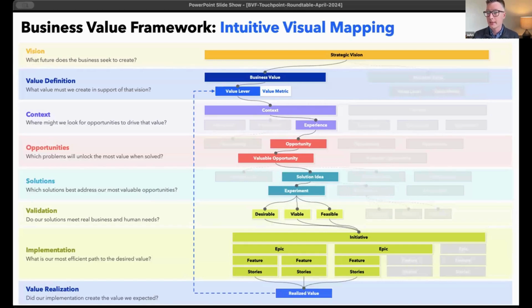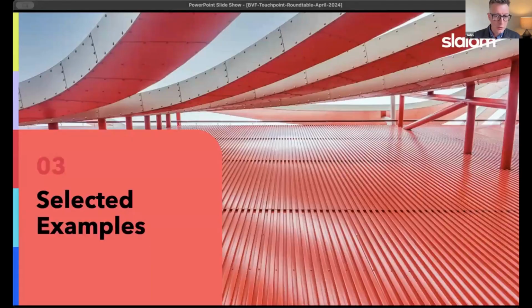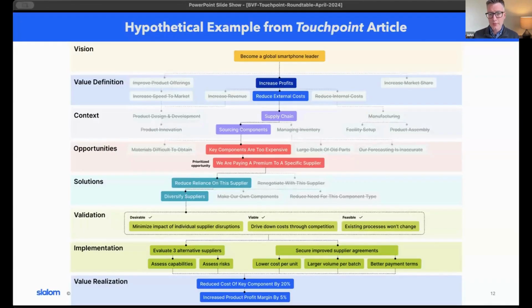And then you can apply it in lots of different ways. So I've got a few quick examples, and this will be the last part, just to show you how we have used it in different ways. So here's the example from the article. This is more in the coloring that we typically use, but this is the example that's in the Touchpoint article. It's a hypothetical example of a smartphone leader that wants to reduce costs. So you can check the details out of that, or we could talk more about it later.